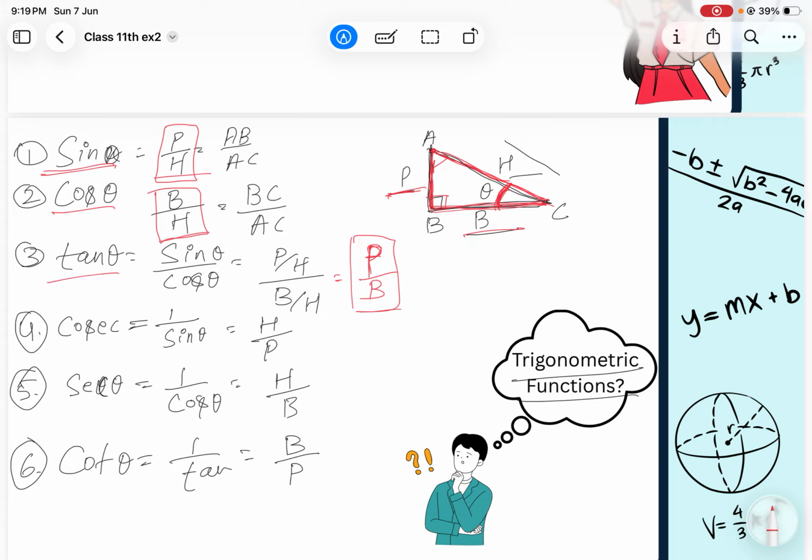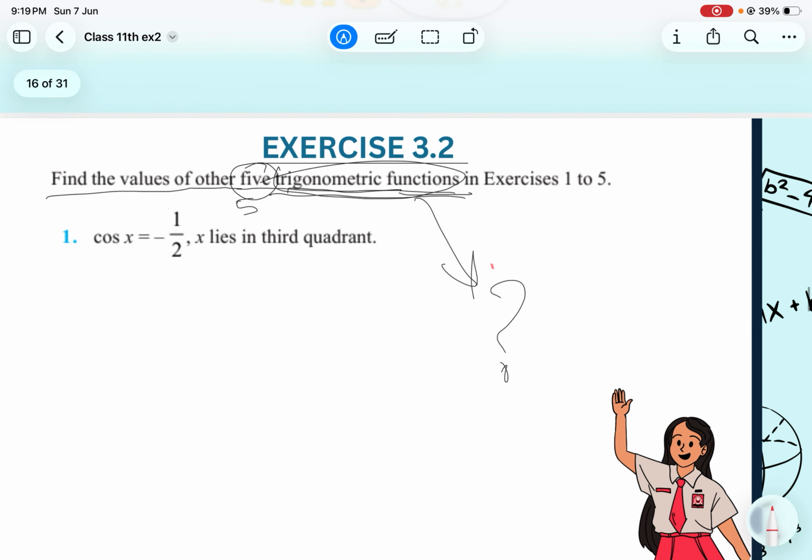Okay. Now we know what is trigonometric functions. Congratulations to everyone who is watching this video, that you know what is a trigonometric function. So suppose again you are in an exam hall and now you know what is a trigonometric function. So it's saying find the value of other five.